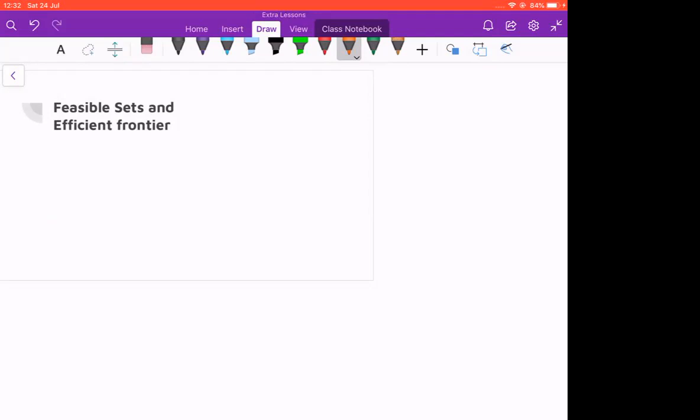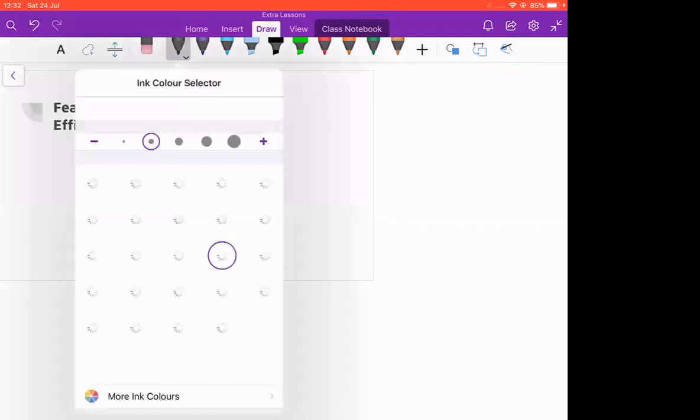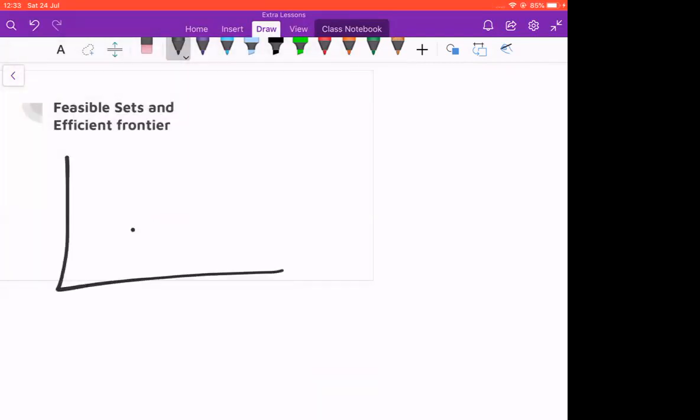Okay, so far so good, and then we're going to look at the feasible set. I'm not going to spend a lot of time on feasible sets again. In terms of feasible sets, this is what you can do. It will depend on how many assets you have. We will first look at 2 assets. You have A and B.